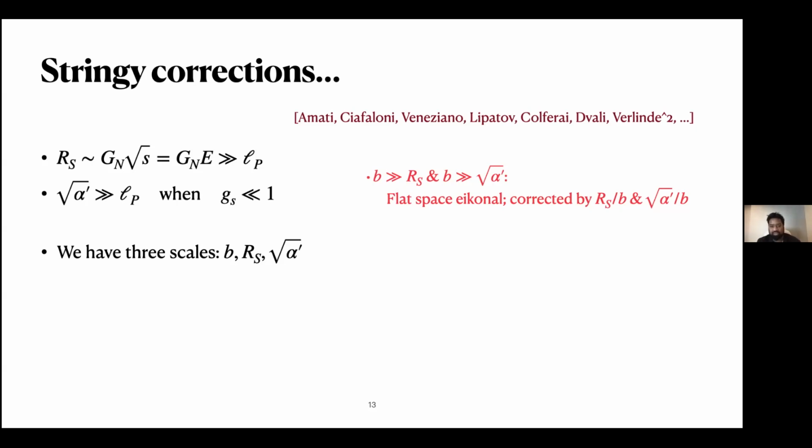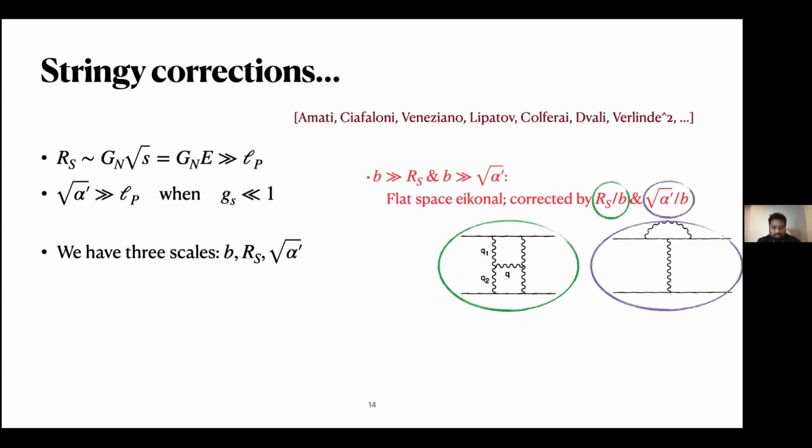So those diagrams, if you wanted to look at it visually, would look like the following. The H diagram would be a classical correction arising from R_S over b. The vertex corrections would look like quantum corrections that are emerging from string length over b.